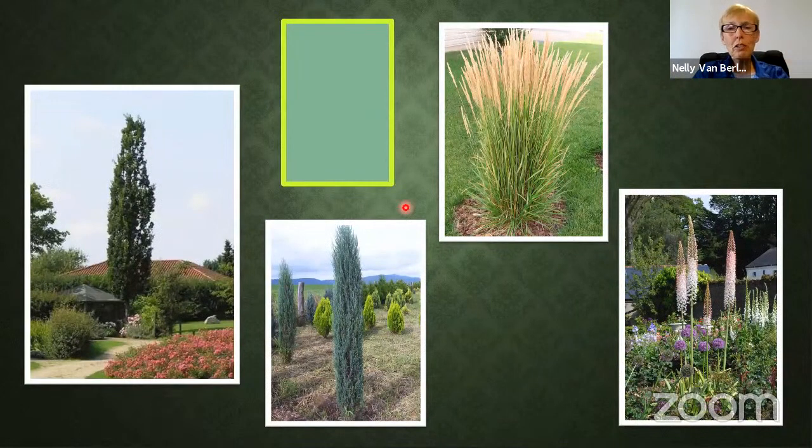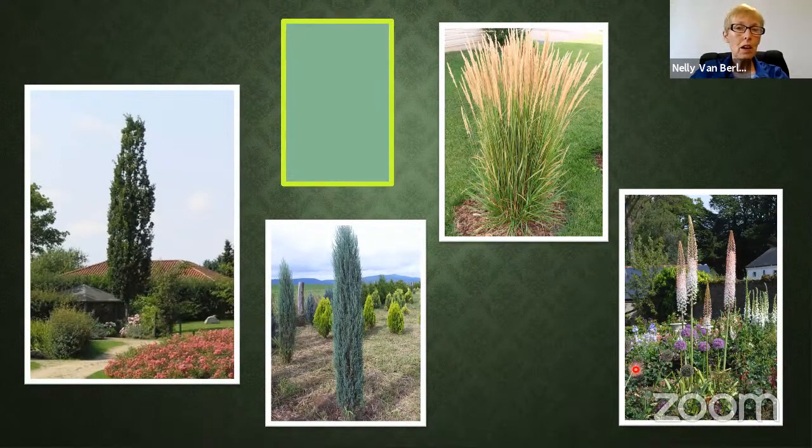Columnar or rectangular, a lot of different columnar trees. This is the Karl Foerster feather reed grass, very upright and columnar also. And this is the foxtail lily. So each one of those is a little columnar flower.